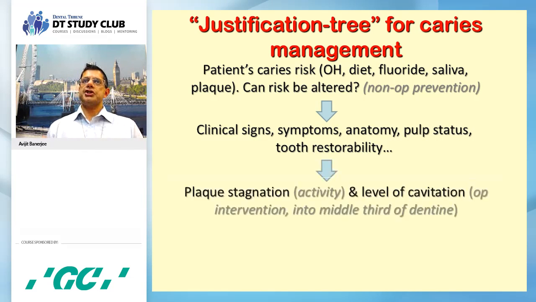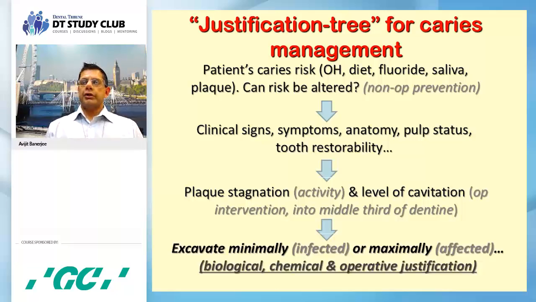So in summary, the justification tree for caries management. We've got to look at the patient as a whole and the risk, and look at non-operative prevention and control first. We then focus in on the tooth, the signs, the symptoms, the anatomy, the pulp status, and then decide the level of activity, which I really haven't touched upon today because of time, and the level of cavitation. Classically, if a lesion radiographically is into the middle third of dentine, it is very likely to be cavitated. Therefore, operative intervention would probably be encouraged. And then to decide how much tissue you're actually going to remove. It adapts. In the same large cavity, there'll be areas where you can remove more tissue or less. And this is an important point.